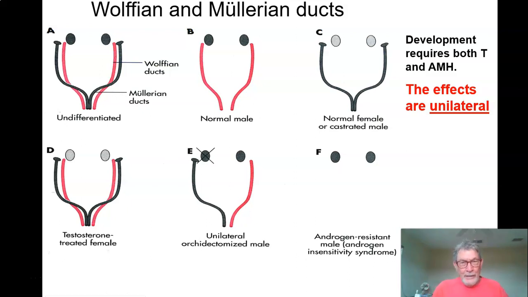So this is kind of an important part about differentiation, and it's likely to be tested. And so here you're starting, you're undifferentiated. You've got your primordial testes, and you've got the male and the female ducts both there. A normal male will make testosterone to keep the male stuff and anti-Mullerian hormone to get rid of the female. Normal female will not make testosterone, and therefore the male stuff disappears, not make anti-Mullerian hormone, the female stuff stays.